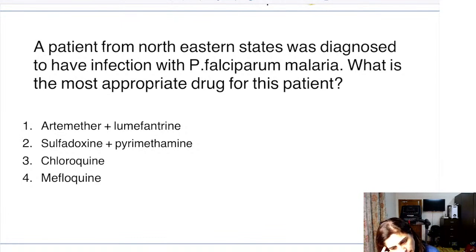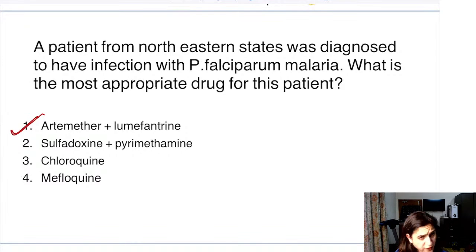Coming to the next one. Next question first, let's do. A patient from the northeastern states was diagnosed with infection with Plasmodium falciparum malaria. What is the most appropriate drug for this patient? Very good, Arnav. This is artemether and lumefantrine. Yes, Kishore, very good. So we use artemisinin combination therapy. Artemether and lumefantrine is one which is even available as a fixed dose combination.